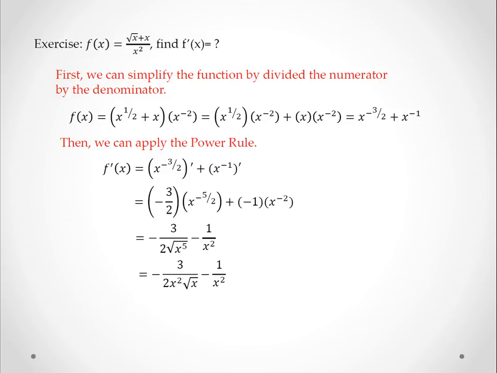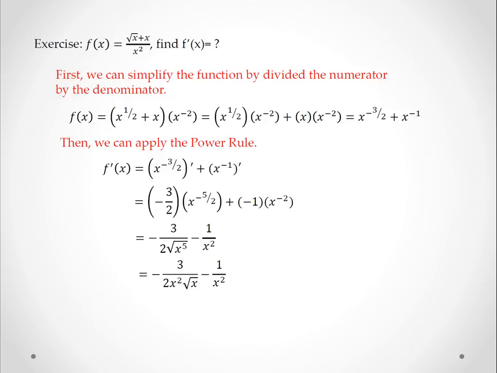So why is it x to the minus 2 power? X to the minus 2 power stands for the denominator, x to the second power. So as we simplify here, it is x to the 1/2 times x to the negative 2 plus x times x to the minus 2. And then the final simplification is equal to x to the minus 3 divided by 2 plus x to the minus 1. As we can see here, this is the simplified version of f(x).